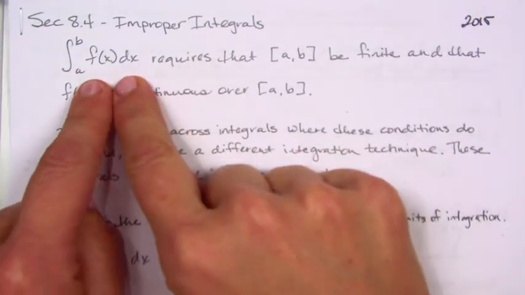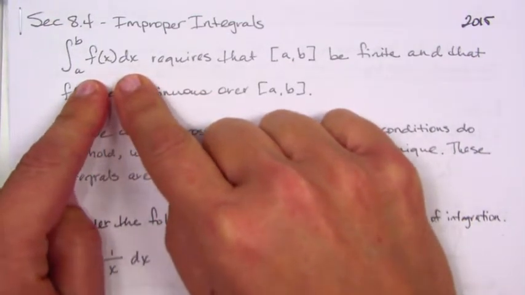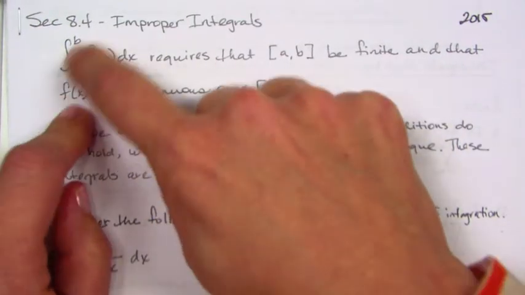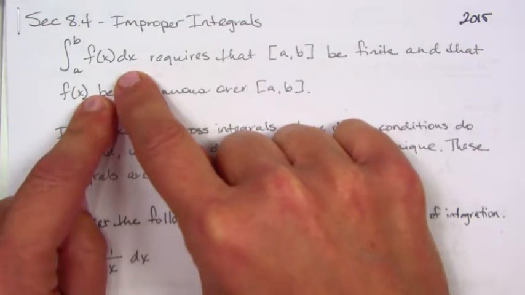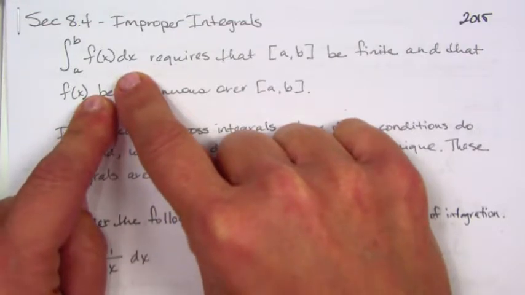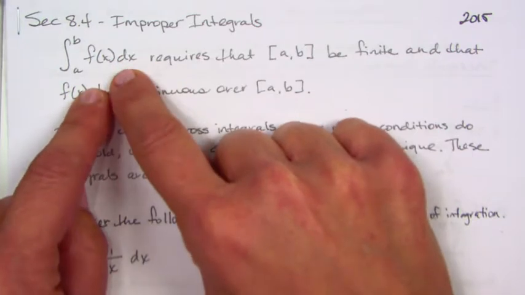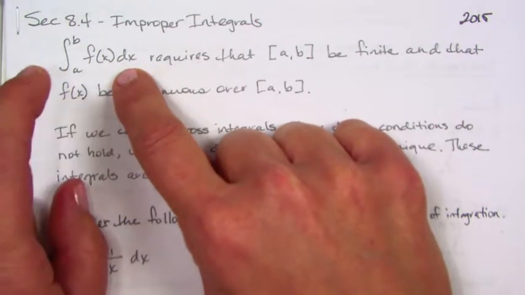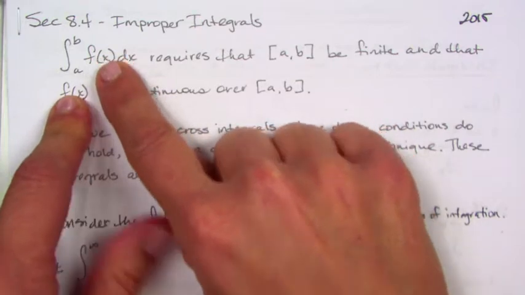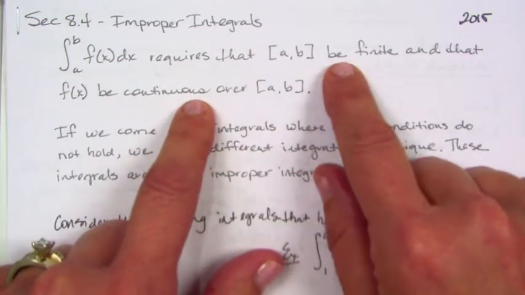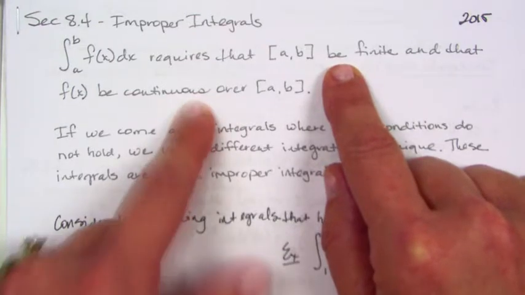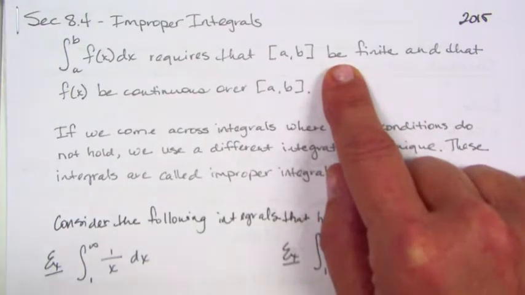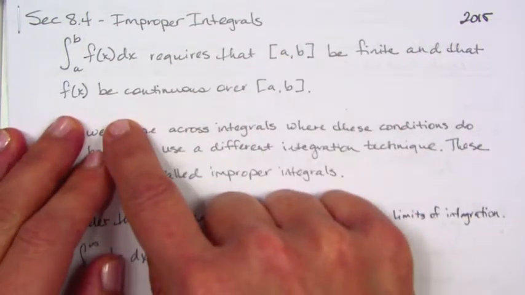So let's think about this. The integral from a to b of f of x, what does that represent? Area under the curve, right? Area under this curve, or the net area between this curve and the x-axis from x equals a to x equals b. It requires that a and b be finite, always just hard numbers, and that f of x be continuous.